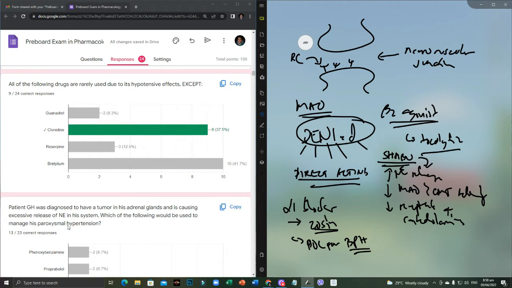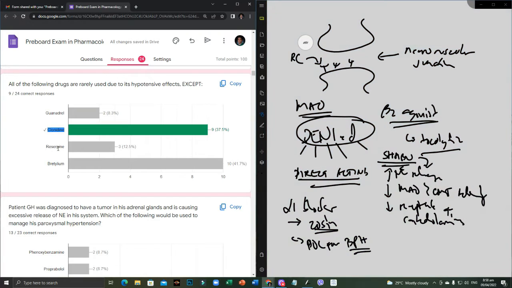Right. Next question. Many of you got this wrong. All the following drugs are rarely used due to their hypotensive effects except, remember, class, guanadrel, reserpine, beryllium. Most of these drugs are considered last choice, last resort, because of their severe hypotensive effect. Unlike clonidine, which does reduce blood pressure, but just enough to be considered safe. And remember, clonidine is mainly used for hypertension. That's the reason why clonidine is the correct answer here.